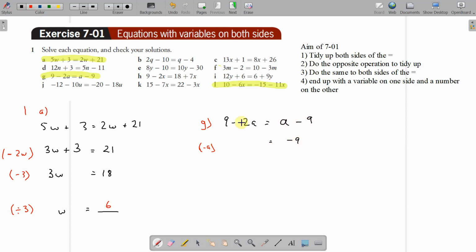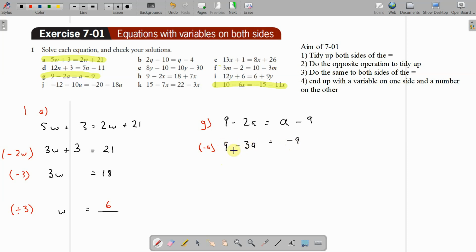Then we're going to do the same to both sides. So I'm going to take a away from this. I can't take away from that one, so the 9 stays. Now minus 2a minus another a makes it minus 3a. There we go. We've now tidied up this side very well. All that's left is a number. And we've got number and variable on this side.